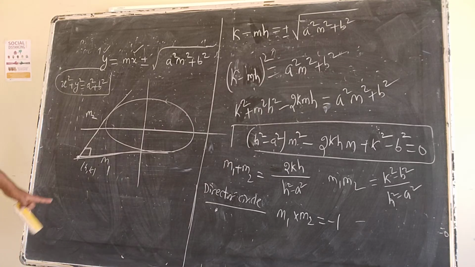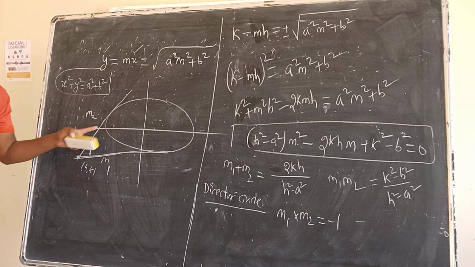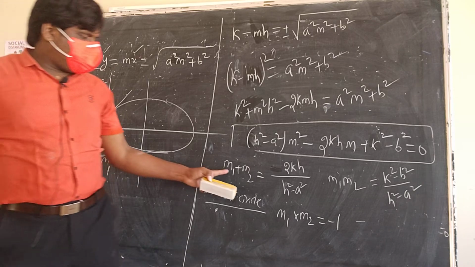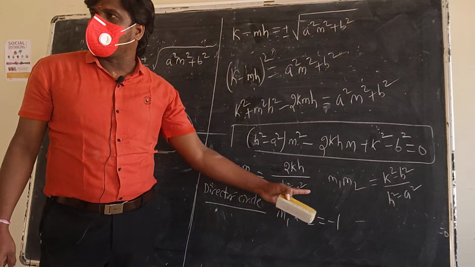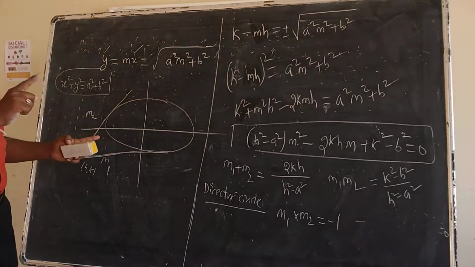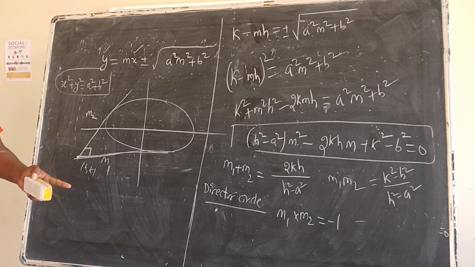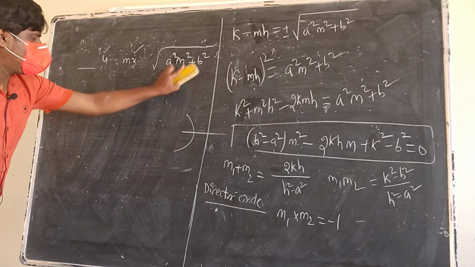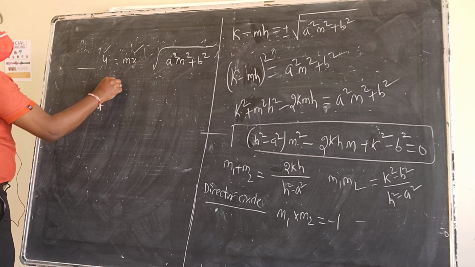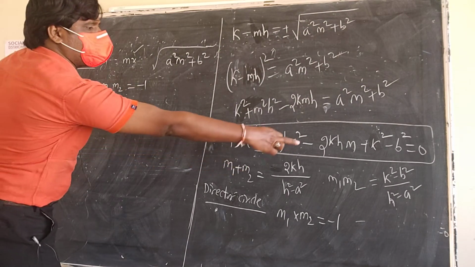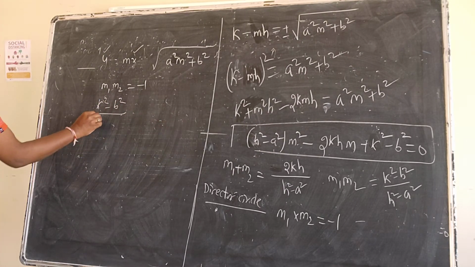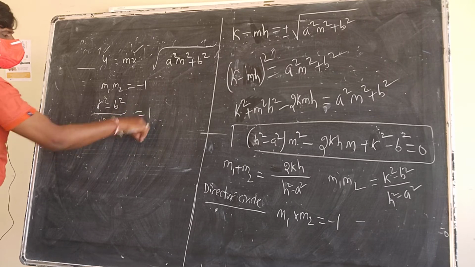See here, m1, m2, these are the pair of tangents to the ellipse. So m1 plus m2 is 2kh by h square minus a square, m1 into m2 is this. Director circle means m1 into m2 equal to minus 1. Now m1 into m2 is equal to minus 1. Already, how much did I get for m1 m2? k square minus b square by h square minus a square is equal to minus 1.